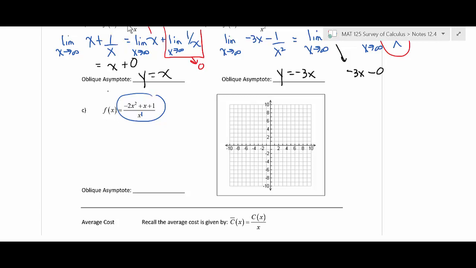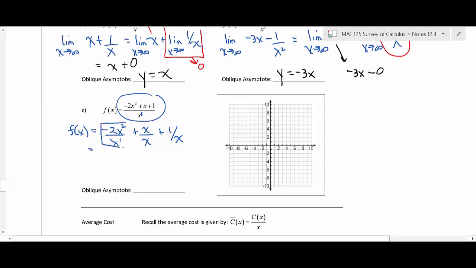So to find that asymptote, here's what I want you to do. You can take this and split this fraction up into negative 2x squared over x to the first, plus x over x, and then 1 over x. You don't have to have that first power. I'm just doing that to emphasize something mainly. Okay? So what is the first thing reduced to? Negative 2x, good. How about the second thing? 1. And then the next thing, nothing. It's already simplified.